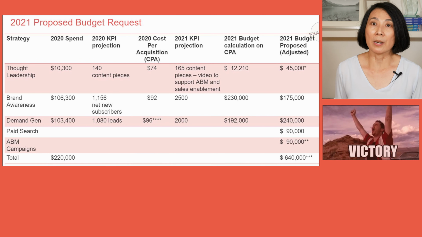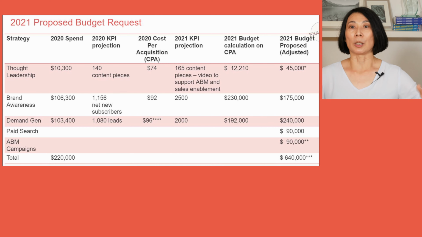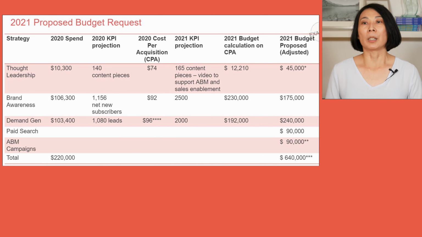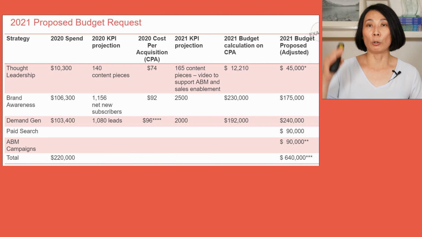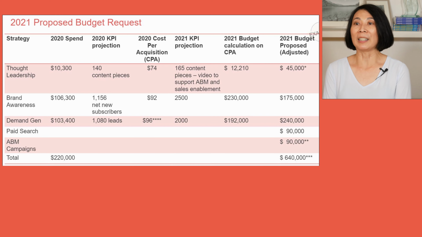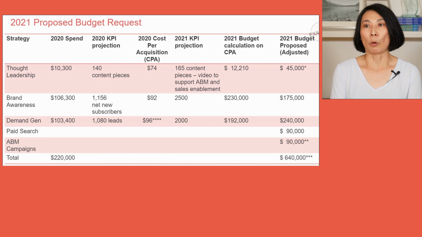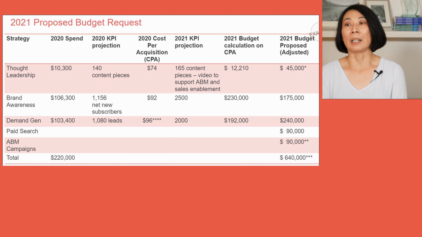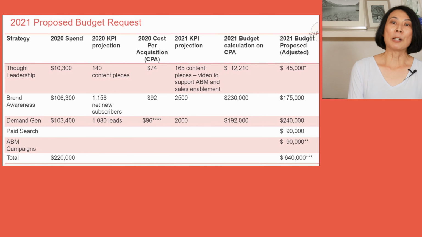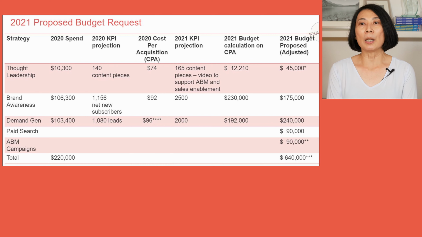For the brand awareness, it's really about opt-in, right? Opt-in to the email subscribers. And the number of subscribers that she set herself to accomplish is 195 new subscribers per month. Unfortunately, she gets about average 96 subscribers per month. The total is 1,156.